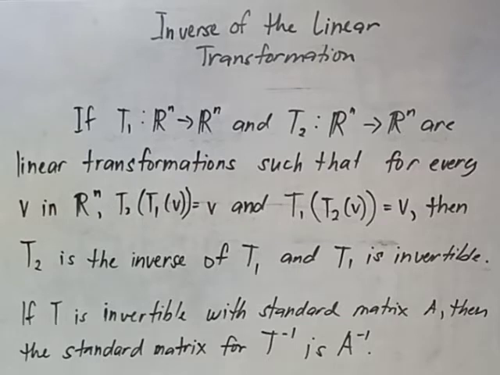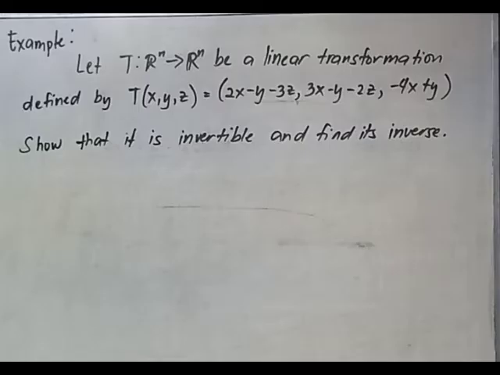So let's get into an example. Let a transformation T from Rn to Rn be a linear transformation defined by T of x, y, z equals 2x minus y minus 3z, 3x minus y minus 2z, and negative 4x plus y. So show that it is invertible and find its inverse.